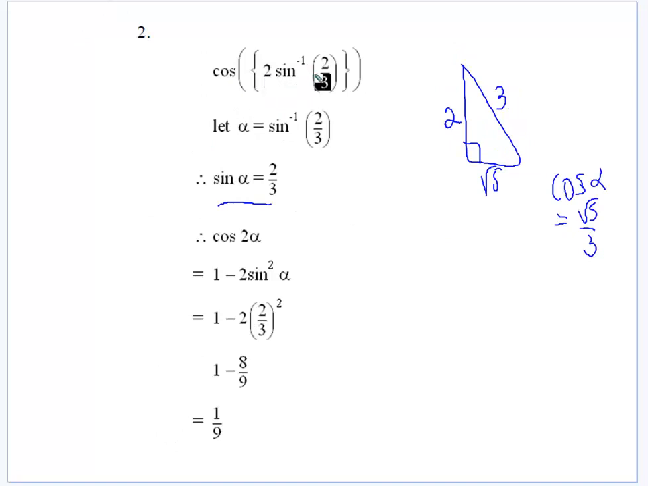Cosine of 2 inverse sine of 2/3. Well, again, this one's not as pretty. But again, let alpha be inverse sine of 2/3. So there's our alpha, opposite on the hypotenuse. So by Pythagoras, the adjacent is √5. So sine of alpha is 2/3. Cos of 2 alpha could be written as 1 minus 2 sine squared alpha, which we can put in to get 1/9. So we can play with it that way. Or you could have used any version of cos 2 alpha to manipulate and use √5 on 3. It would still work for you.